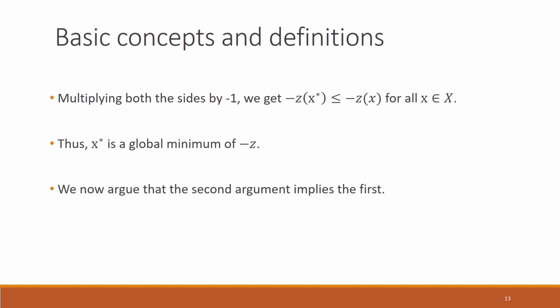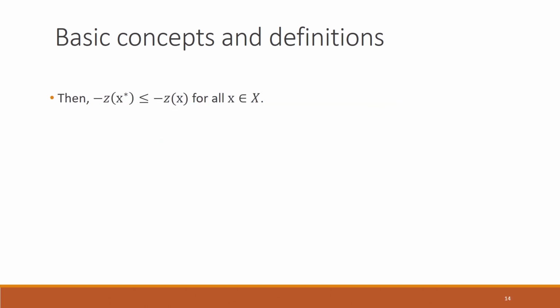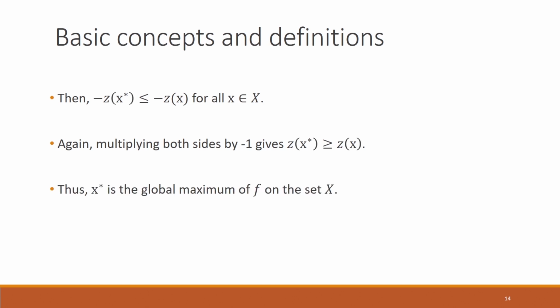Let us now argue that the second statement implies the first one. So, let us assume that x star is a global minimum of the function minus z. Then minus z(x star) will be less than or equal to minus z(x). Now, again multiplying both the sides by minus 1 will give us that z(x star) is greater than or equal to z(x), and therefore, x star is the global maximum of the function z on the set capital X.